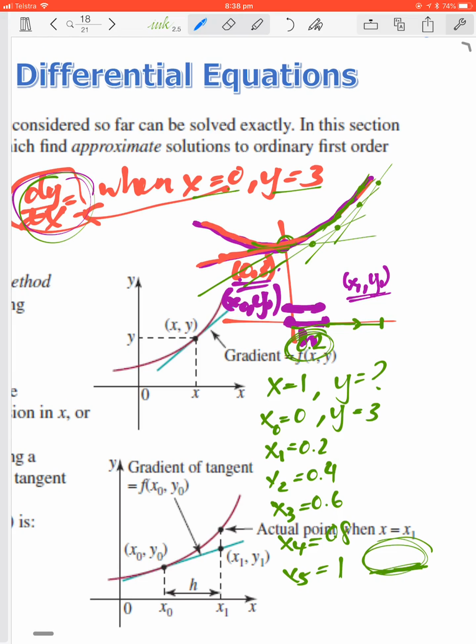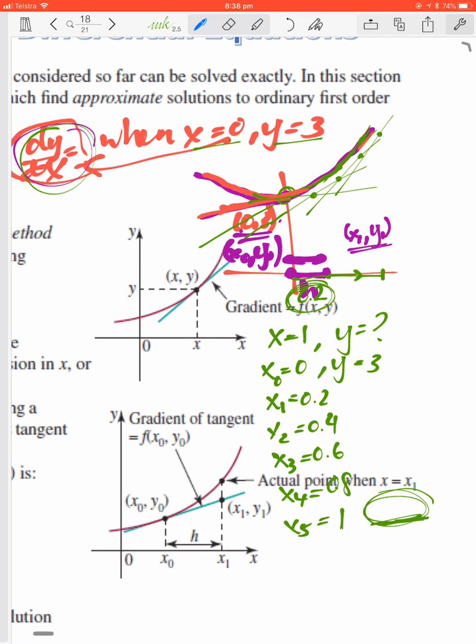Whatever our y value is in this case is our approximate value of what y of 1 is equal to. So y of 1, when I put 1 into the original equation, is what I would get. So let's have a look at this.